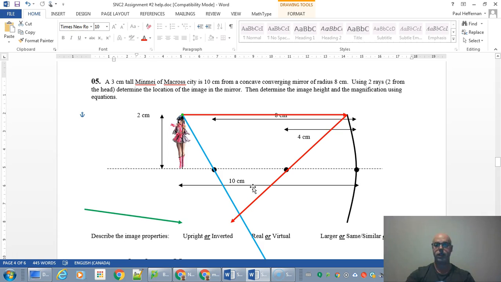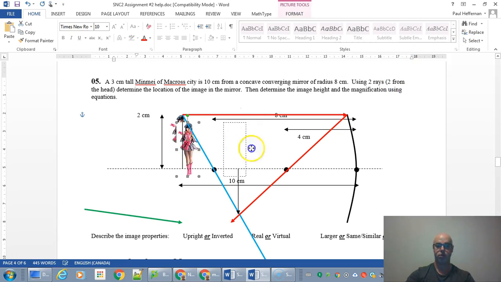Alright, so now I can see that I can find out where my image is going to be. My image is actually going to be like right here where these 2 lines converge or intersect, and this would be the location of my image. And I can see from looking at it, my image would be inverted or upside down. So I'm just going to put my image there.